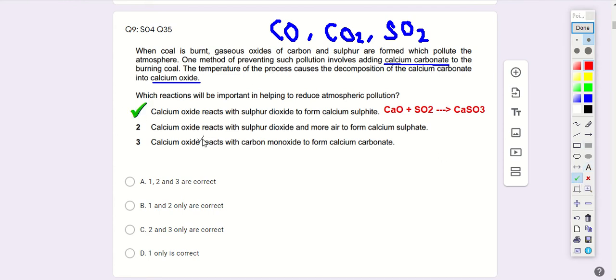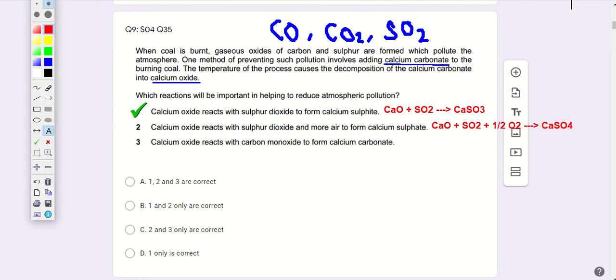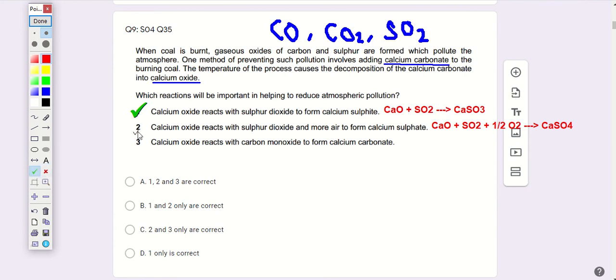Then number 2: calcium oxide reacts with sulfur dioxide and more air to form calcium sulfate. Now let's write the equation again. Calcium oxide reacts with sulfur dioxide and with more air, air means oxygen. We get calcium sulfate, CaSO4. Now, is it balanced? 1 Ca, 1 S. I need 4 oxygen, 2 oxygen here, 1 here, that means I need only half an O2. But can I get calcium sulfate? Yes. So number 2 is also correct.